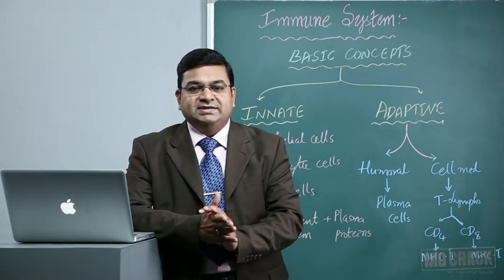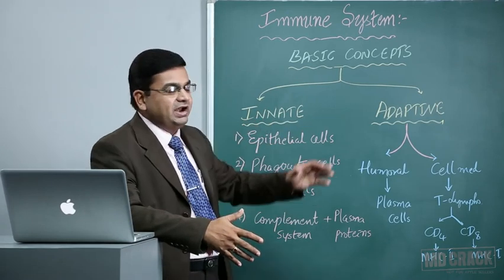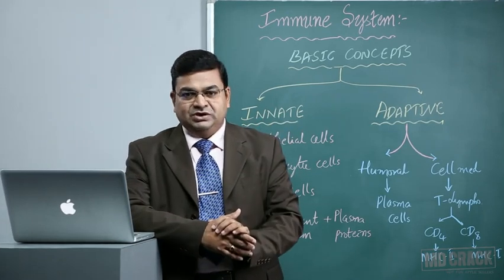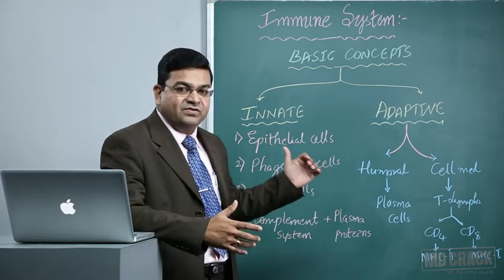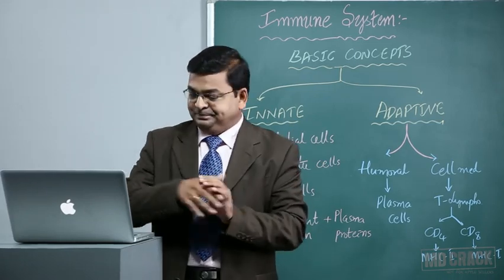Immunity as such has been divided into two entities, that is innate immune system and adaptive immune system. So let us see what the components of innate immunity are and what the components of adaptive immunity are.